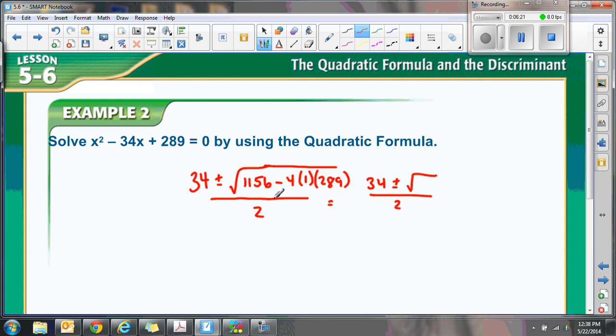I'm going to do all this in one step, so we're going to take 1,156 minus 4 times 1 times 289, which is going to give me a value of 0. Now, I like 0 because if you end up with 0, the square root of 0 is 0, which makes this just simply 34 over 2. Notice because I'm adding 0 and then I'm subtracting 0, it doesn't change the value of 34. And that's how we're able to get one solution: 17.